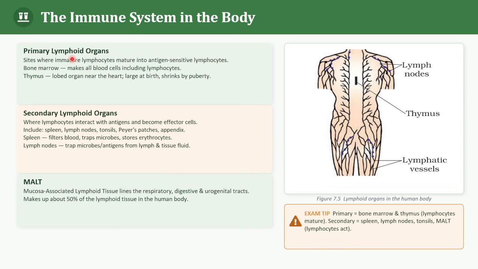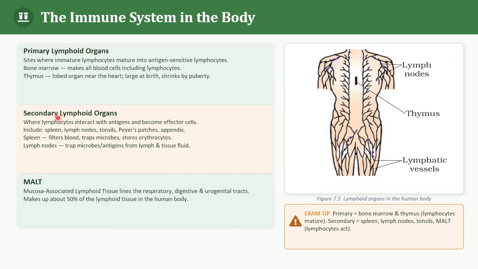These are the places where the immature lymphocytes develop and mature. The two primary lymphoid organs are bone marrow and thymus. Bone marrow is a main lymphoid organ where the blood cells, including our lymphocytes, are produced. The thymus is located near the heart and beneath the breastbone. It is relatively large at birth and decreases in size when you grow up. It provides an environment important for the development and maturation of T lymphocytes. So always remember, primary means maturation.